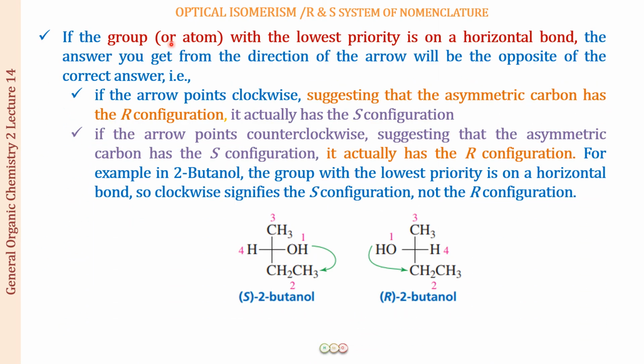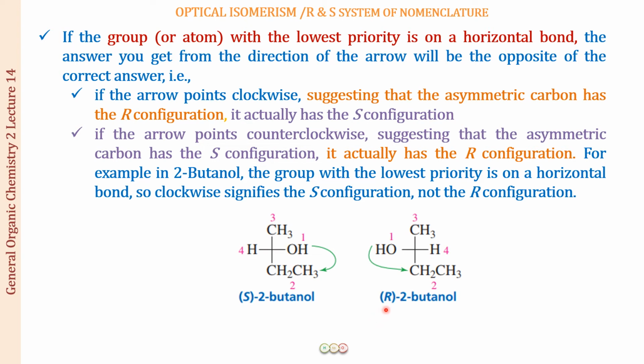So here what you can see is that the lowest priority group is on the horizontal bond, not on the vertical bond. Okay, and then what you have to do is that the answer you get from the direction of the arrow has to be opposite to the correct answer. So the 4th group is on the horizontal bond, the arrow from 1 to 2 is a clockwise direction, so this should be an R configuration, but actually this is going to be the S configuration. Similarly, here it is in the anti-clockwise direction. According to the direction of the arrow, you would write the S configuration. But actually, this is going to be the R configuration.